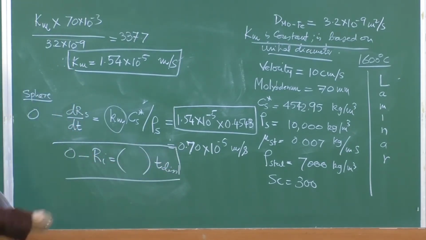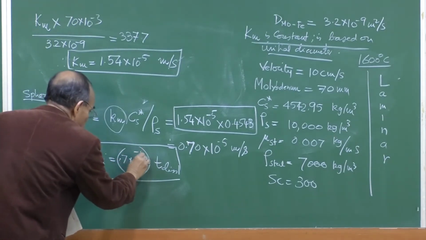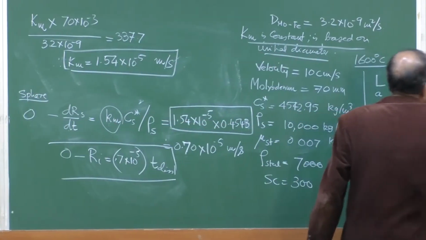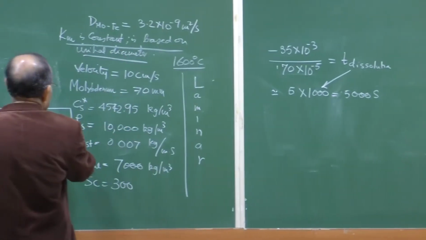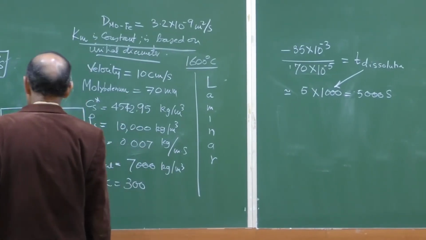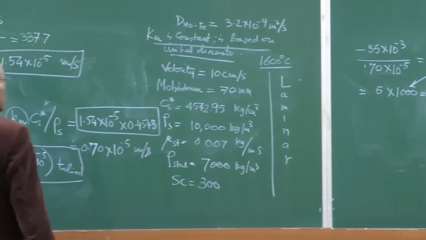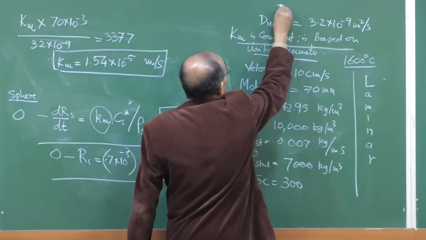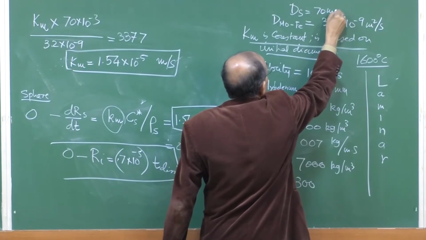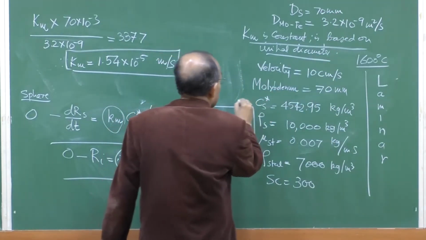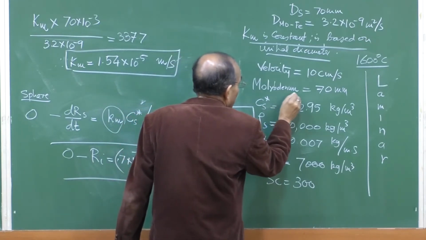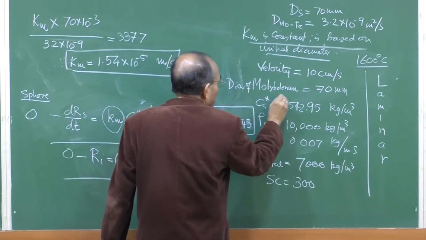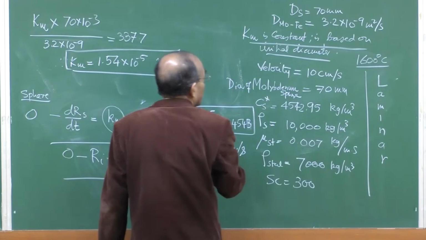If you integrate it, and this is 0.7 into 10 to the power minus 5, therefore R I is 35 millimeter, because the diameter of the sphere was taken to be 70 mm, if you remember. I think I have erased it. So, C S through S, okay. So, diameter d sub S is equal to 70 mm. This is the diameter of the molybdenum sphere.